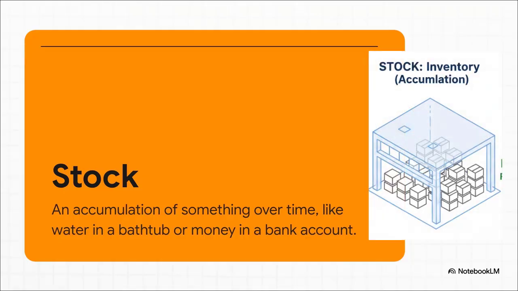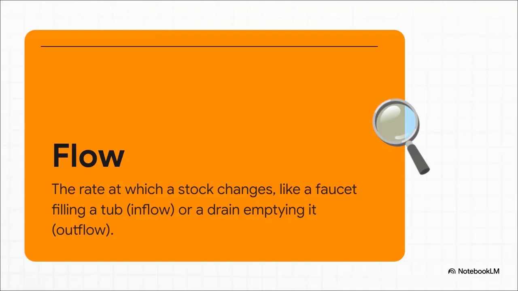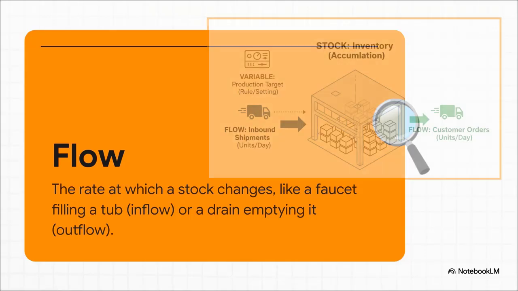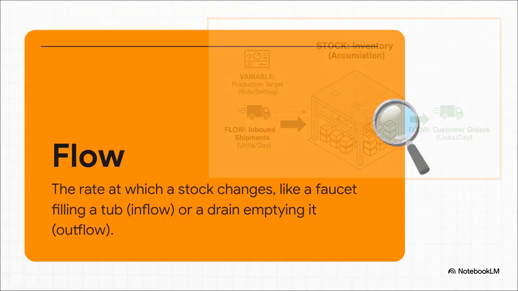The easiest way to think about it is like the amount of water in a bathtub. At any given moment, you can measure it. It's a snapshot in time. In business, stocks are everywhere: inventory on a shelf, money in a bank account, even the number of people working at a company. Now, that water in the bathtub doesn't change on its own, right? It's changed by flows. A flow is the rate of something moving into or out of a stock. Sticking with our bathtub, the faucet is the inflow, and the drain is the outflow. Flows are the actions. They're the verbs that make the whole system move.